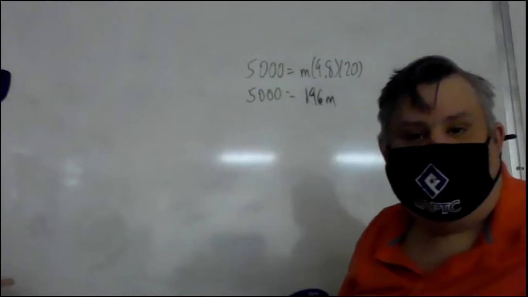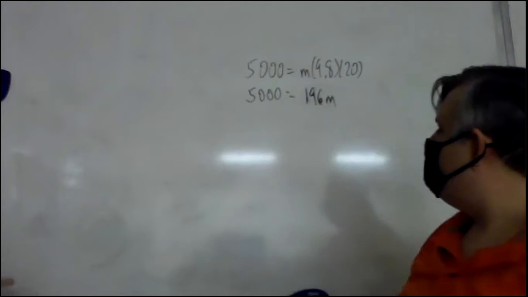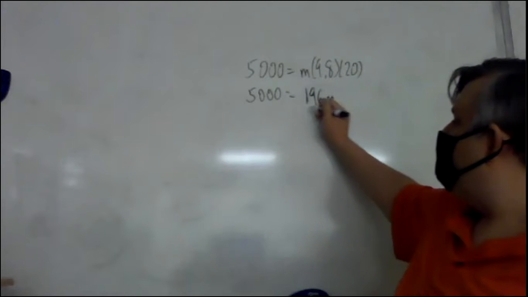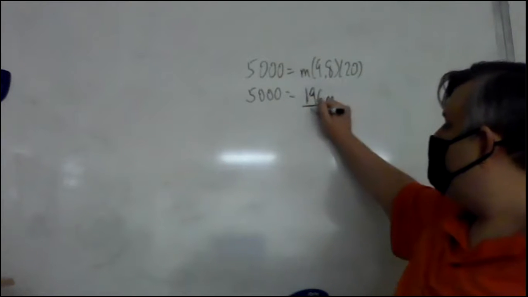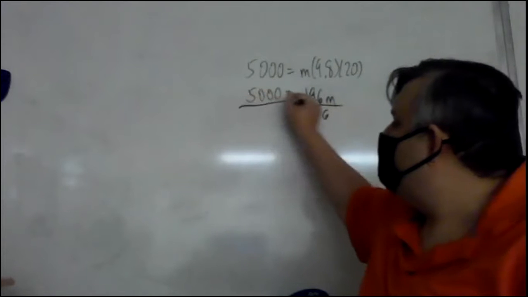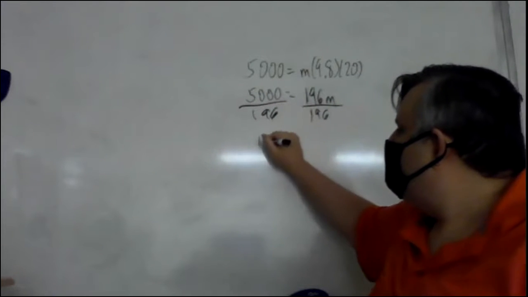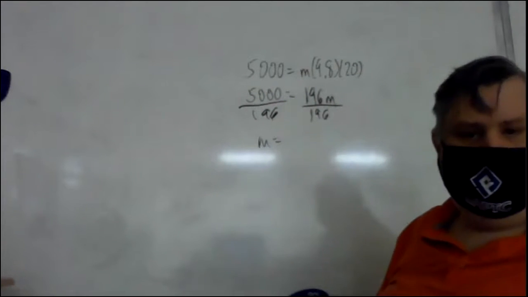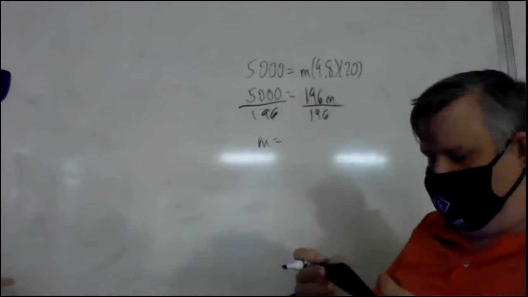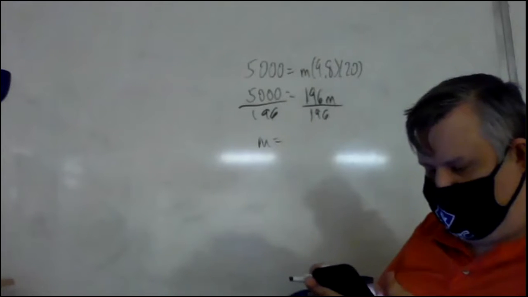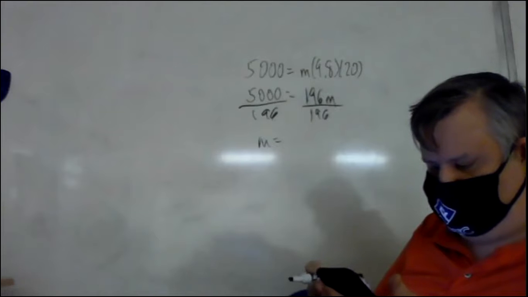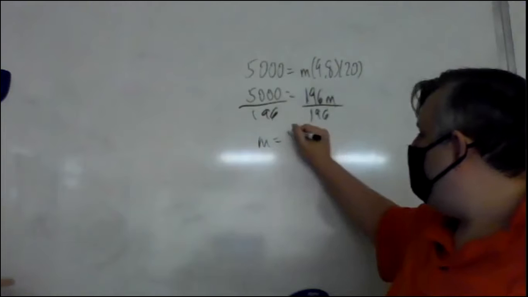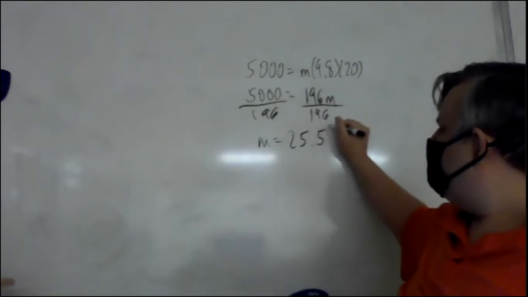Sometimes I can do calculations in the head, sometimes I can't. Okay, so 9.8 times 20 is 196. I need to get m by itself, so I'm going to divide both sides by 196. And if I remember from when I calculated this last, 5,000 divided by 196 should be 25.5. And it is.